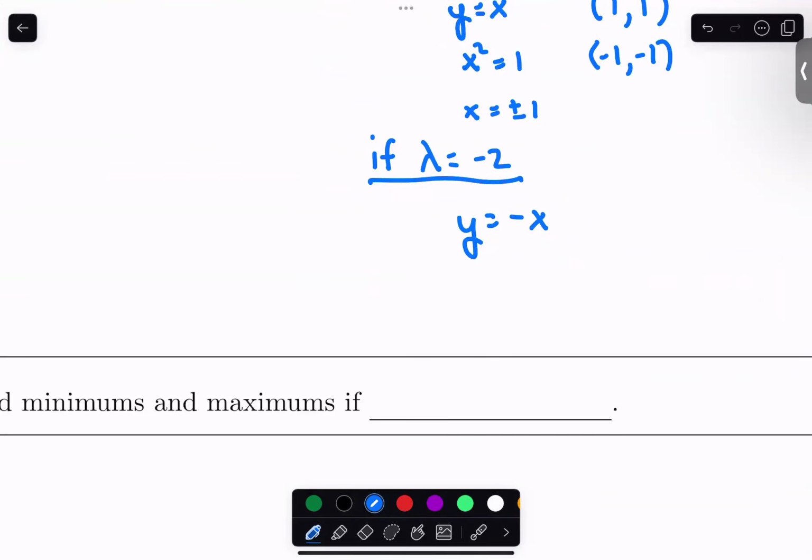When I plug those into my third equation, that's going to give me something along the lines of x times y is equal to 1. Let's go ahead and substitute in, and instead of a y there, let me put a negative x. So this tells me that x squared should be equal to negative 1 if I transfer that negative to the other side.